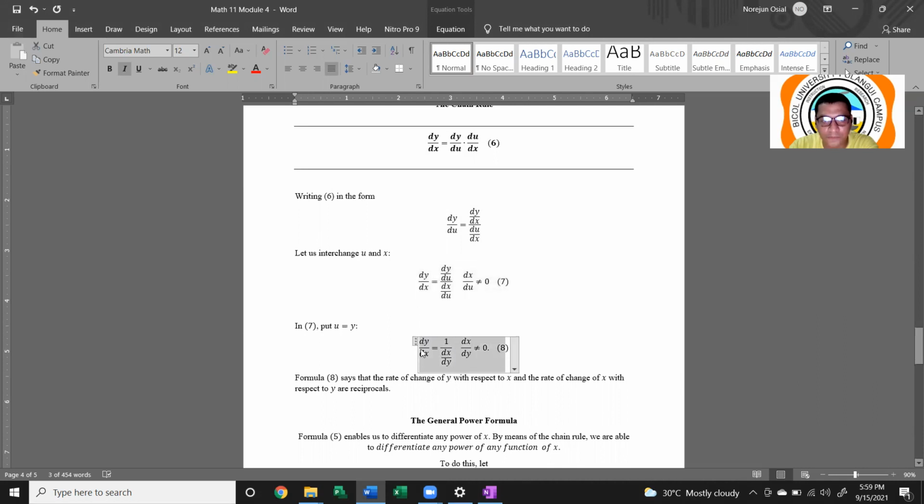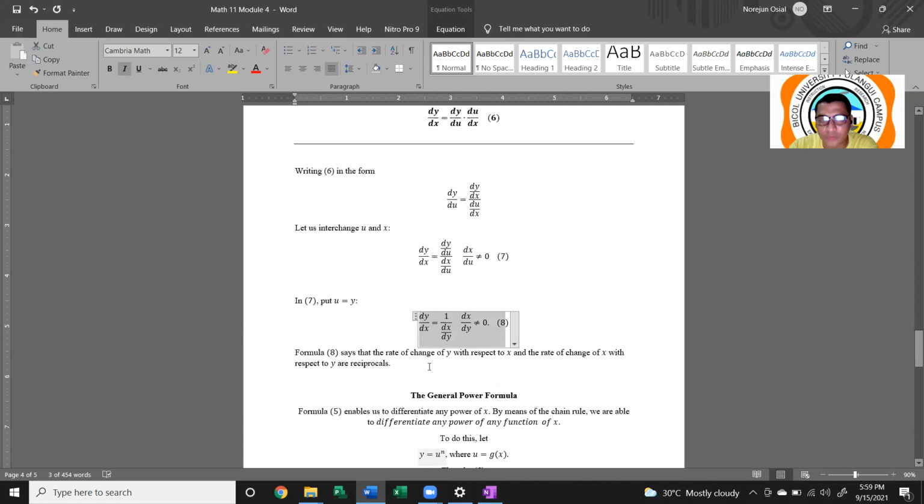And also, it is important to note that from the chain rule, we can derive this relation: the rate of change of y, or the derivative of y with respect to x, and the derivative of x with respect to y are reciprocals. Okay.